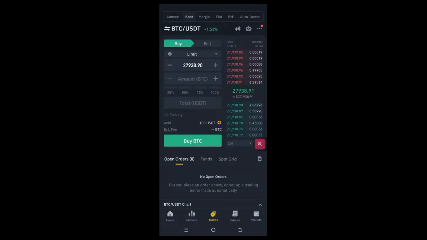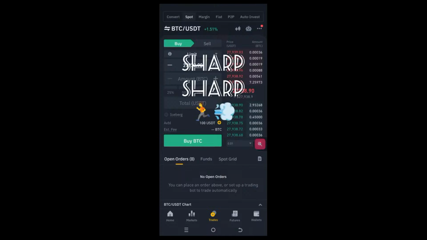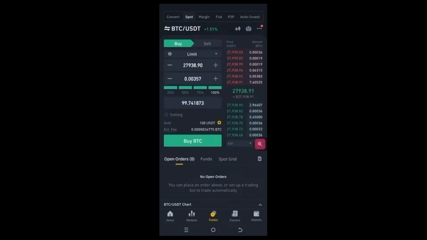Someone told me that I should be giving him signals. I said, no, it doesn't work that way. When you get a signal, you execute it quickly. Sharp, sharp. You don't have to wait, because if you do, you're going to be left behind.